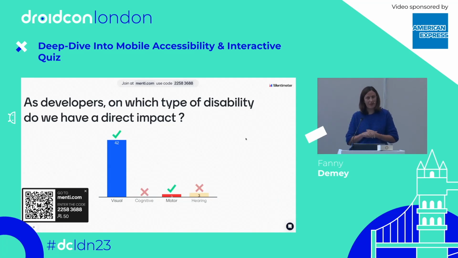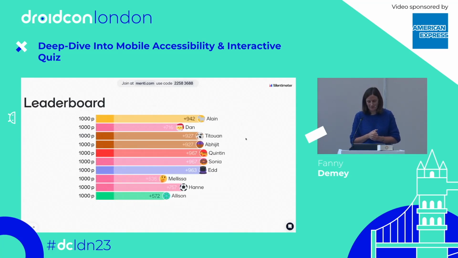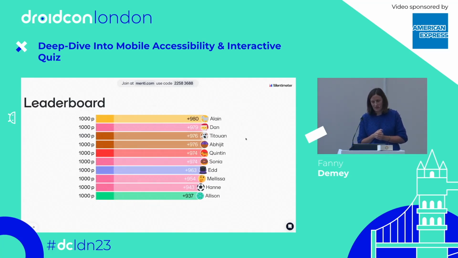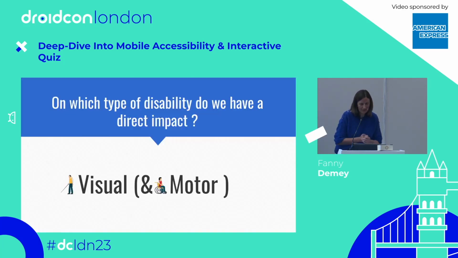And yes, there are actually two good answers, visual and motor disabilities. Let's look at the leaderboard. Well done, Alain. Where is Alain? Well done. Okay. So visual and motor disability.